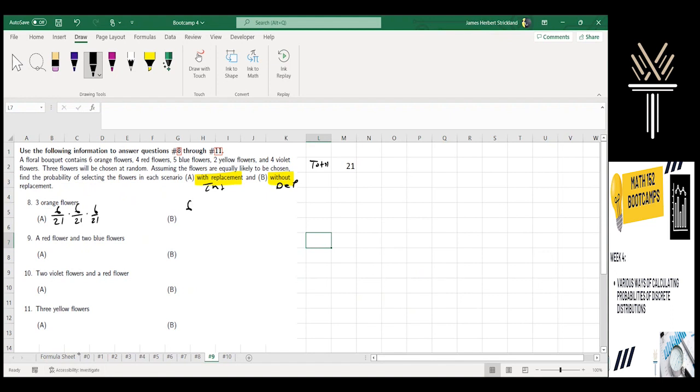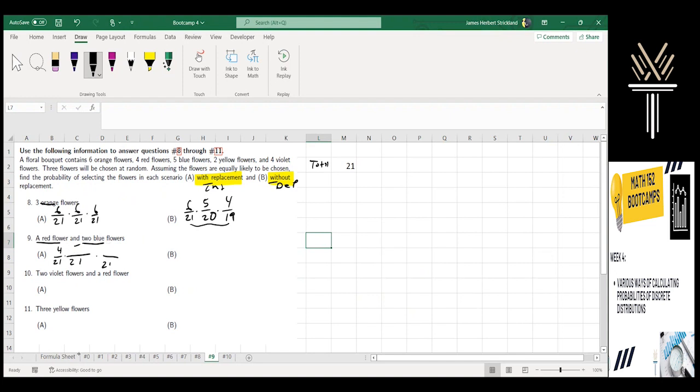On the other hand, if I have 6 out of 21, when I don't replace, I now have 5 oranges and then 4 oranges. And it goes down by 1 total flower each time. So without replacement, the denominator will always decrease. The numerator only decreases if it's the same strata, if it's the same category. Now we have a red flower initially, and there's 4 of them. It's not going to do replacement, so I'm always going to have 21. That will never change. And then blues, there are 5 blues. So independence, you notice, is nice. There's a lot less thinking. You just write them down, and that's it.